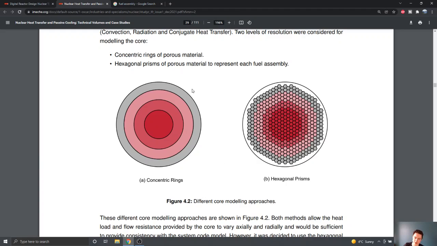And we could either do this with rings of effective material that gives off the right amount of heat and frictional loss, or we could model these as individual hexagons that give off the right amount of heat and pressure drop. And for this model, we decided to go with the hexagonal prism representation, which above anything is probably a bit more exciting as well for you at home to model. So we're going to see this hexagonal prism representation of the fuel assemblies.